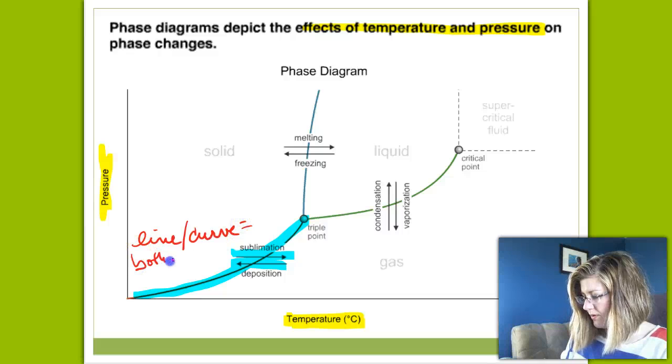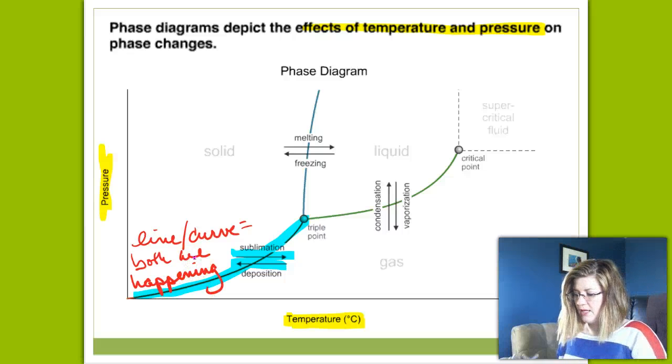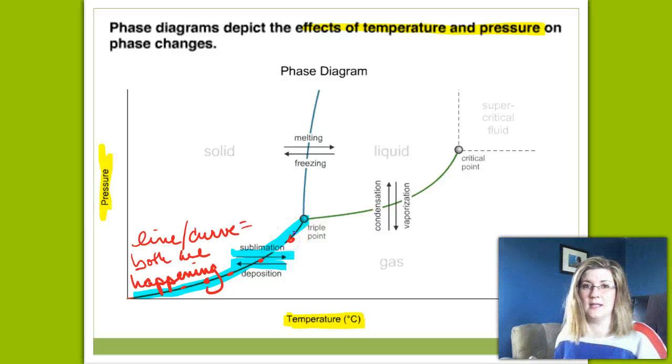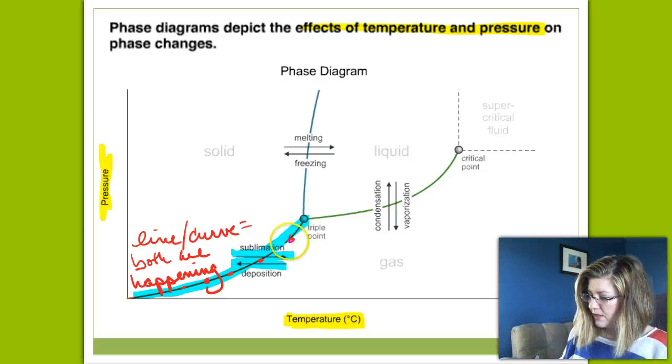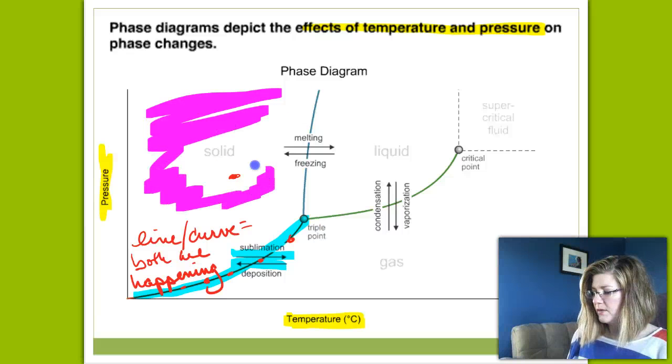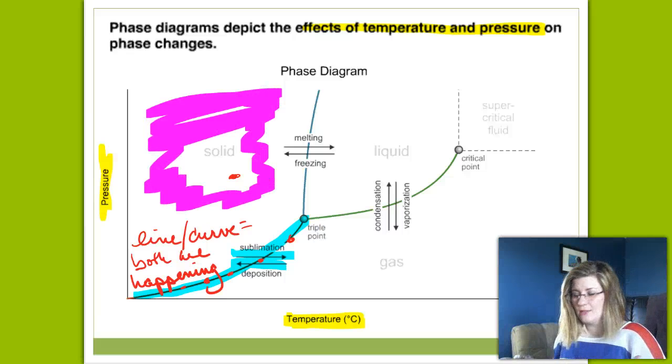Both are happening. And that's true for every curve in this entire graph. At any point on this curve, we have some solid and some gas in a sample of whatever we have, water, for example. We have some water and we have some gas. Once we cross that curve, once our point is up here, then we are in a solid range. And so this whole area up here depicts some substance as a solid.